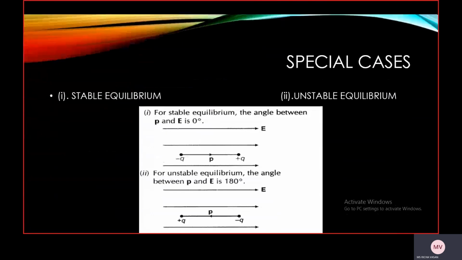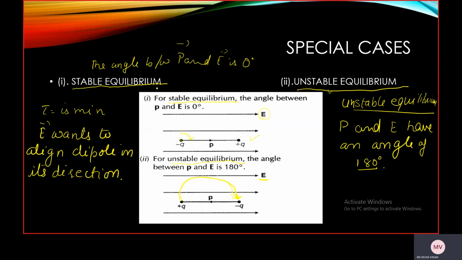Then we also discussed when we will call the dipole to be in stable equilibrium with the electric field, and when the dipole is said to be in unstable equilibrium with the electric field. So this is all about the dipole when it is placed in a uniform electric field.